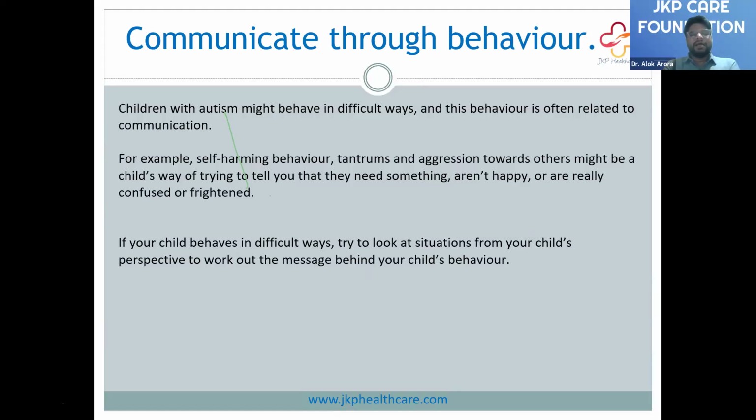For example, self-harming behavior, tantrums, aggression towards others might be a child's way of trying to tell you that they need something, they aren't happy, or they are really confused or frightened. If your child behaves in difficult ways, try to look at situations from your child's perspective to work out the message behind your child's behavior. When will that happen? When you understand autism, when you understand your child. So when you learn from the child's perspective, you will understand that the behavior coming out of that child is trying to communicate something.